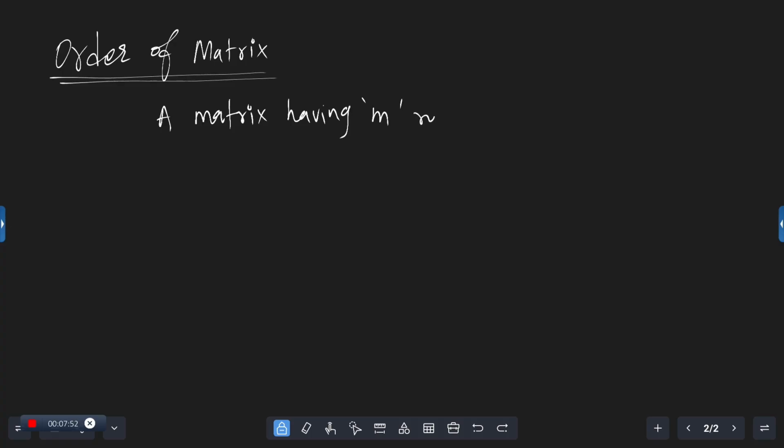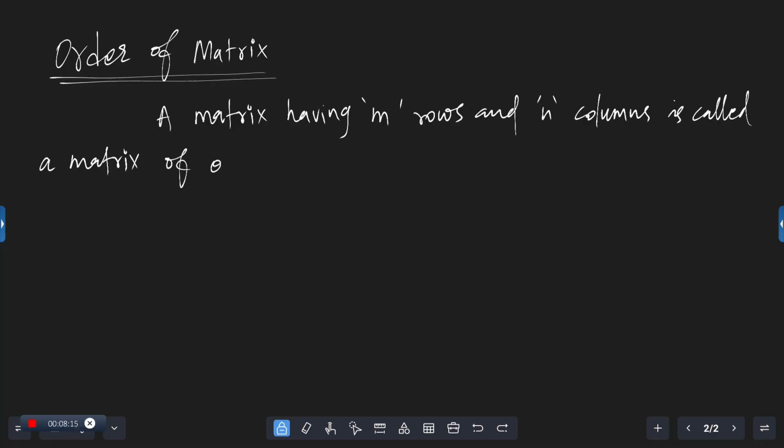m rows and n columns is called a matrix of order m by n, or simply you can mention that, simply m by n matrix. Okay, like this also we can write.